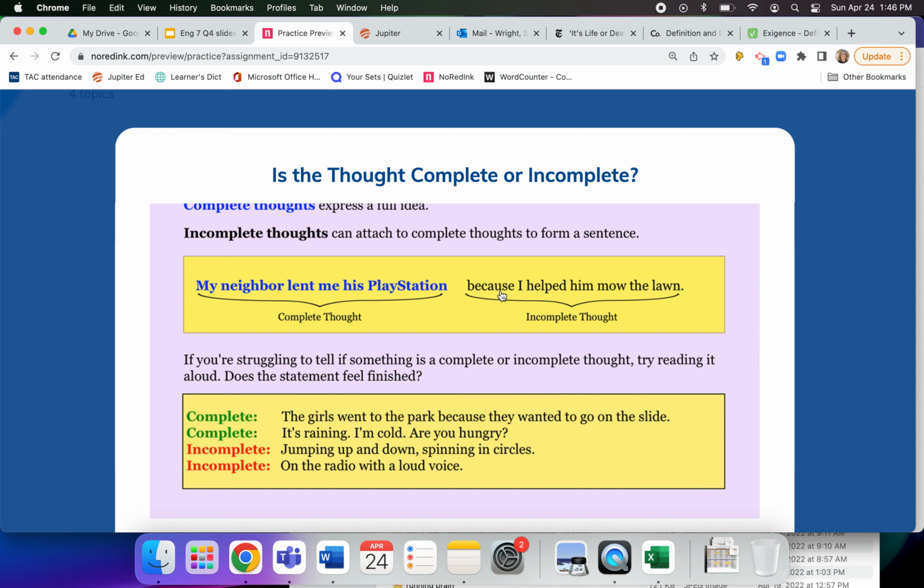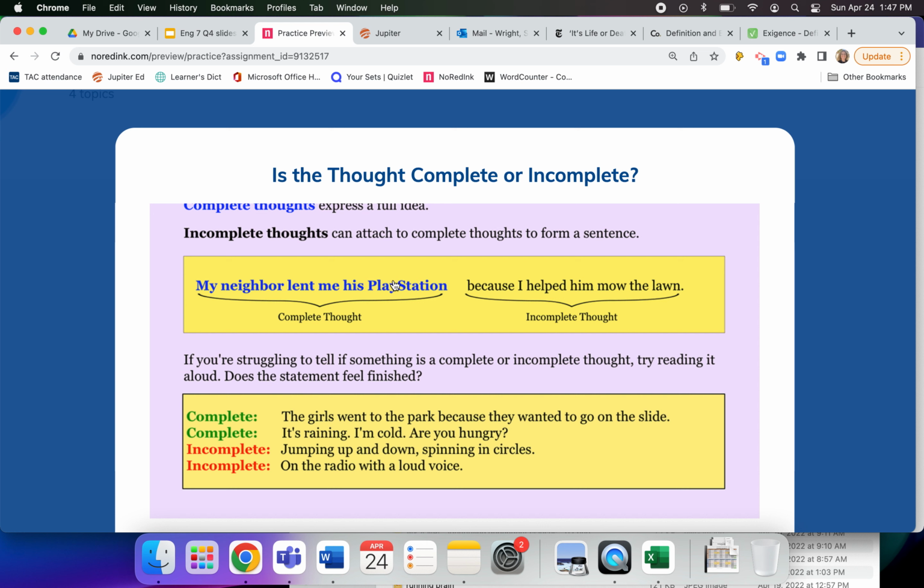All right, for example, we see that "because" there, so we know that this sentence has a subordinate conjunction. My neighbor lent me his PlayStation because I helped him mow the lawn. That's not a complete thought, honestly, because of that subordinate conjunction. Sorry, I misspoke. I said subordinate clause. Because of that conjunction, this is not a complete thought. However, before I move on with this, if you just got rid of the "because," it would be two complete thoughts, right?